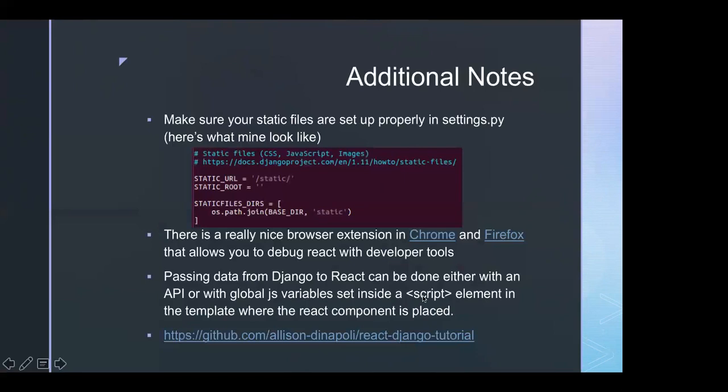There's a really nice browser extension in Chrome and Firefox that allows you to debug React with developer tools. And you can pass data from Django to React, either with an API, or you can have global JavaScript variables set in a script within the HTML or the template, and React can grab those if it's placed on that same page. Both of those can be used to pass data back and forth. An API is recommended, but sometimes you need a different way, or it's just one value and you don't want to create an API for one value.